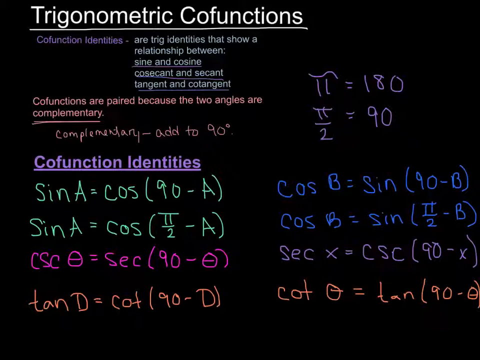It doesn't matter what the variable is, remember, for the angle. They can give you whatever variable they want to. It just has to happen that the two angles have to add up to 90. So that's why we have the 90 minus the angle A, because if I added A plus 90 minus A, I would end up with 90. So now we'll do a couple examples.